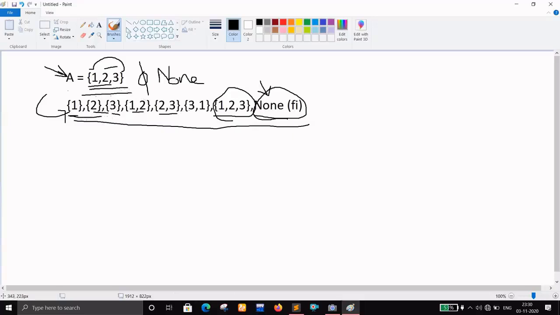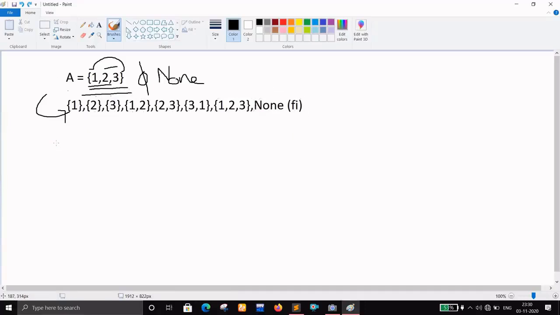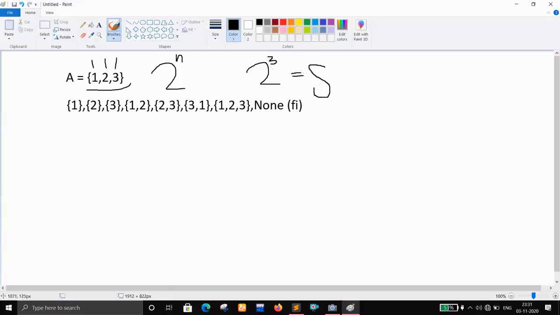We have, let's say, 1, 2, 3, 4, 5, 6, 7, and 8. Why 8? So how can we determine how many subsets are possible in a set? We can see that our original set has three elements. Now we use the formula 2 to the power of n, where n is the number of elements in the given set. In this case, the number of elements is 3, so 2 to the power of 3 gives 8. Now let's verify if there are 8 subsets. 1, 2, 3, 4, 5, 6, 7, and yes, 8. So we prove it with this formula.